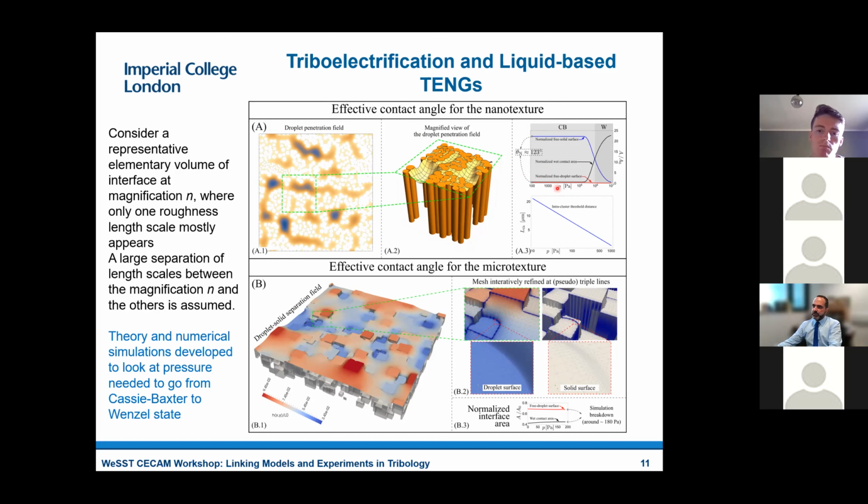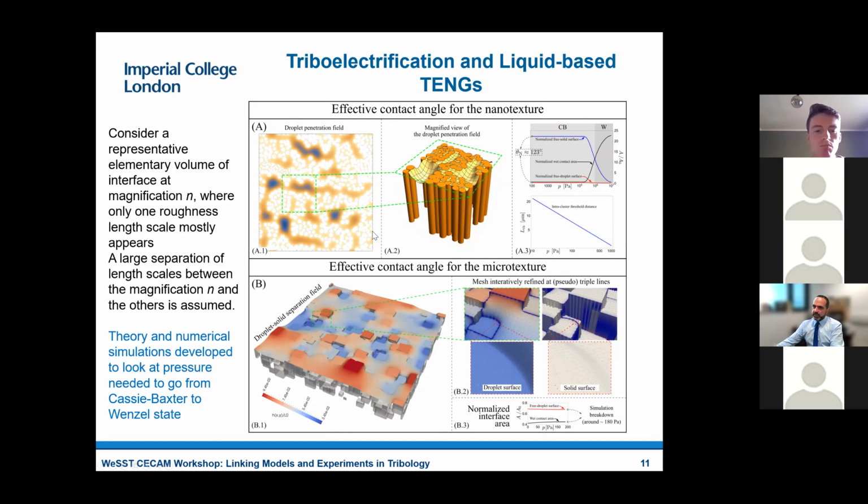And this, for example, shows that if you look at the pressure required for a Wenzel state to start in a system like this, you will need to go into the range of 100 kilopascal or so. And these are usually the type of pressure you don't get from sloshing water over a surface.